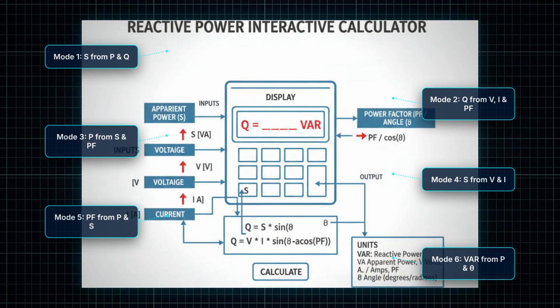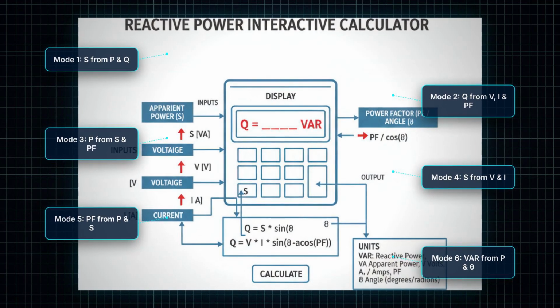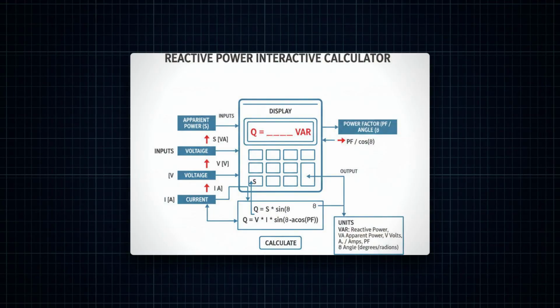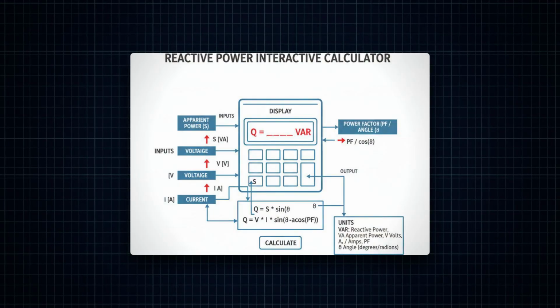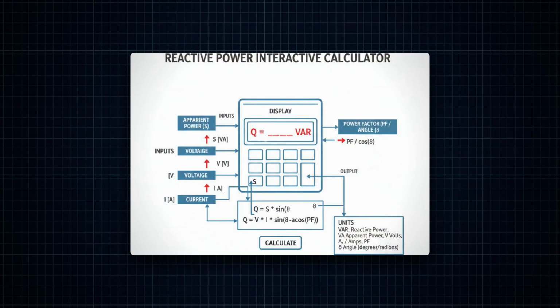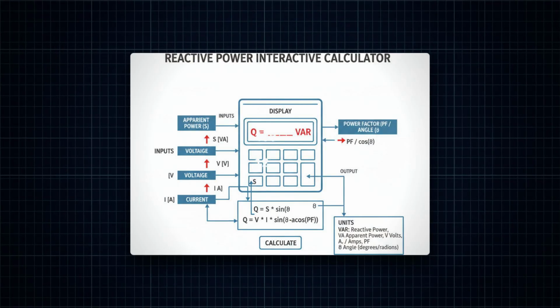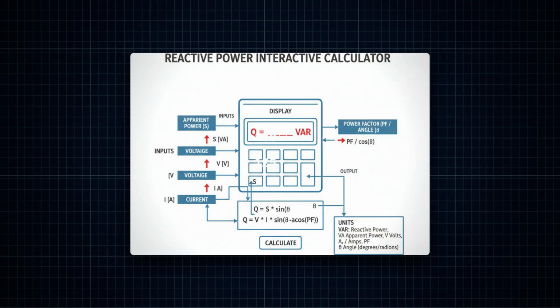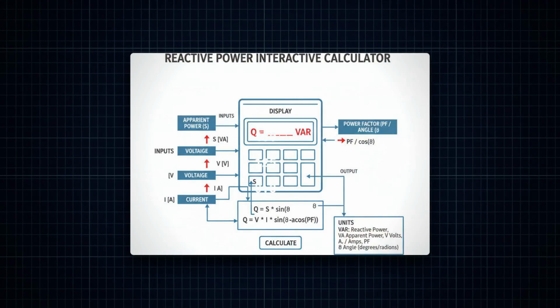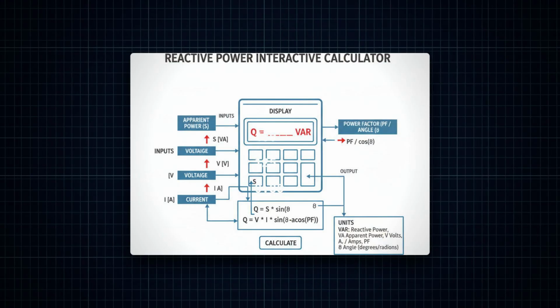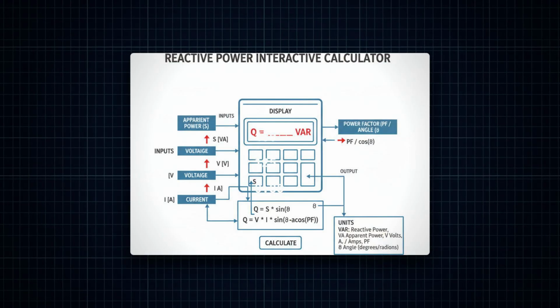For this example, I'm using calculate Q from voltage, current, and power factor. The input fields adapt based on your selection. For our chosen mode, enter voltage in volts, current in amps, and power factor as a decimal between 0 and 1. Let's use typical industrial values: 480 volts, 125 amps, and a power factor of 0.85.